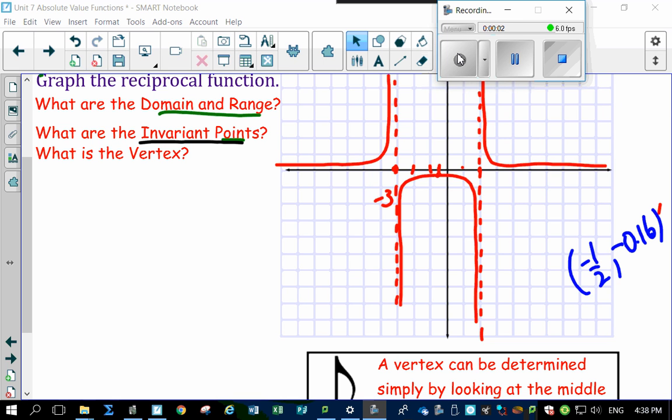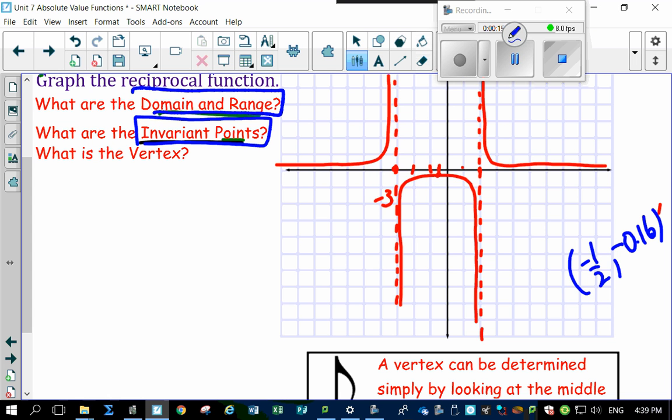Now comes part two, the domain and range and the invariant points, and actually calculating what the exact values of these invariant points are. This becomes kind of interesting. Let's talk about domain and range first. Let's see what happens here.